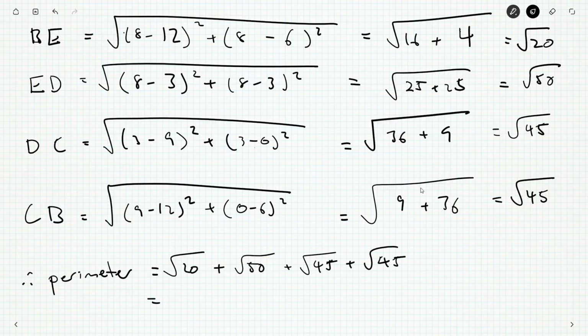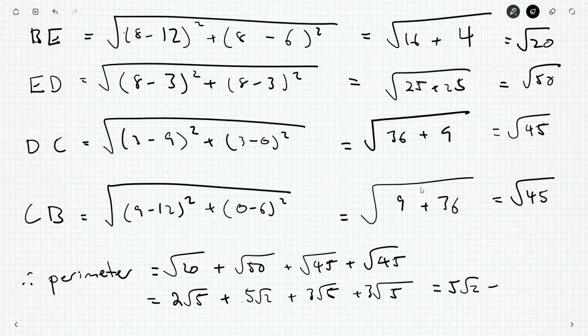I can take a square out of each of these. This is 2 root 5, and 5 root 2, 3 root 5, and then another 3 root 5. So this is 5 root 2 plus 8 root 5.